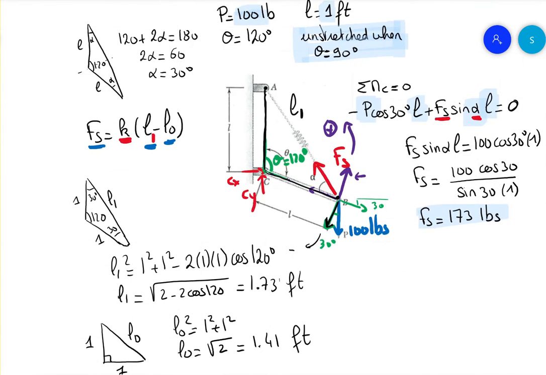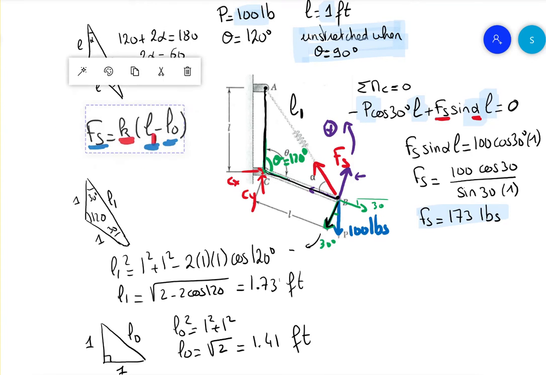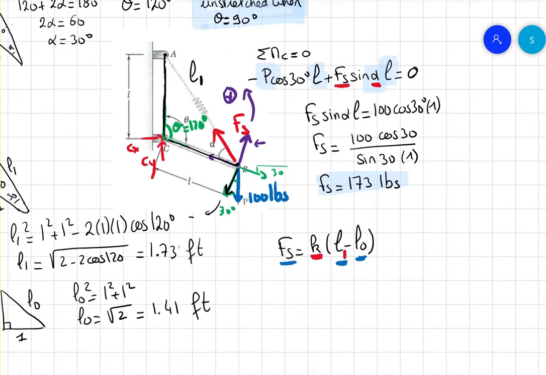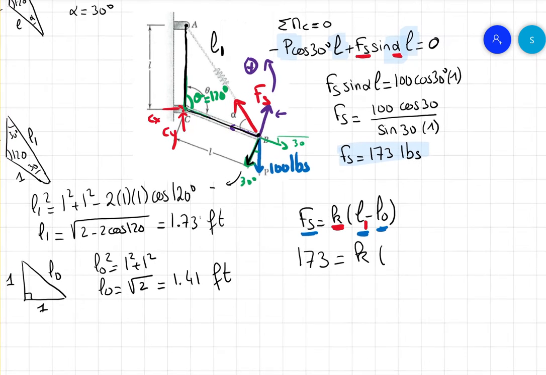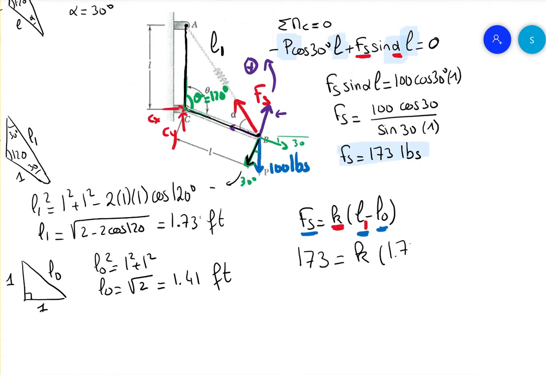So let's take this equation and let's use it there. I have a little bit more space. Okay, so we have the force of the spring, 173. It's equal to K, the unknown, times L1, 1.73, minus L naught, 1.41. And we get K, that is equal to, let me use the exact number, this one, divided by 1.73 minus 1.41.